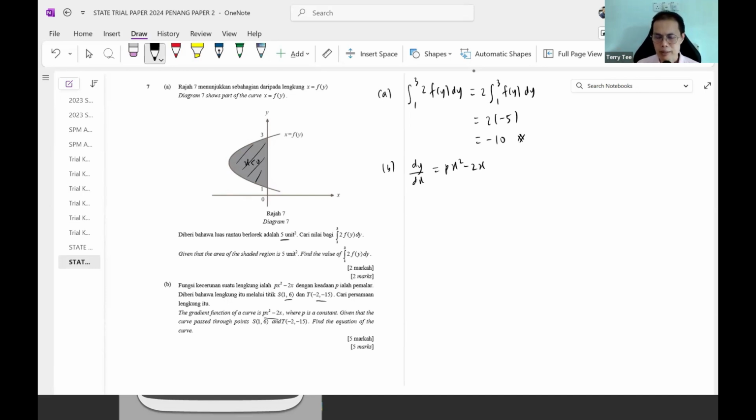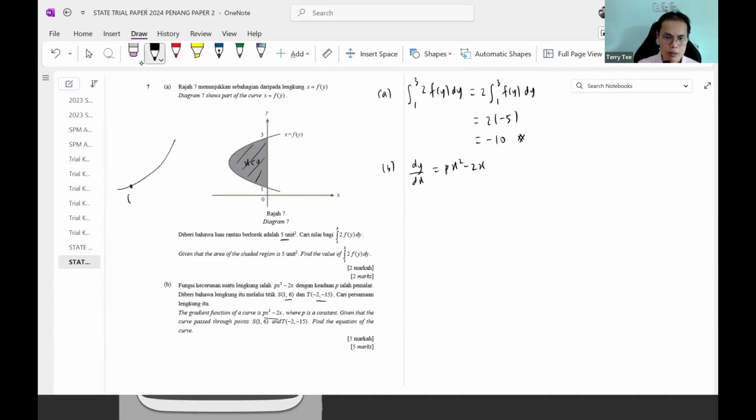So let's start by integrating this. Okay, but I want to say this because I've seen students substituting. They find the gradient of the straight line, and then they substitute it inside dy dx. That's not true. Why? Because, for example, you may have a curve like this.